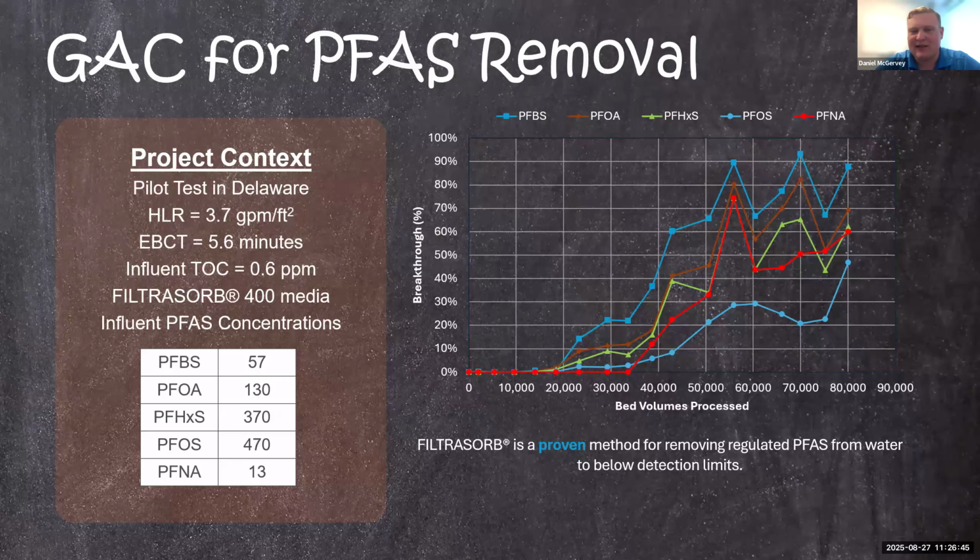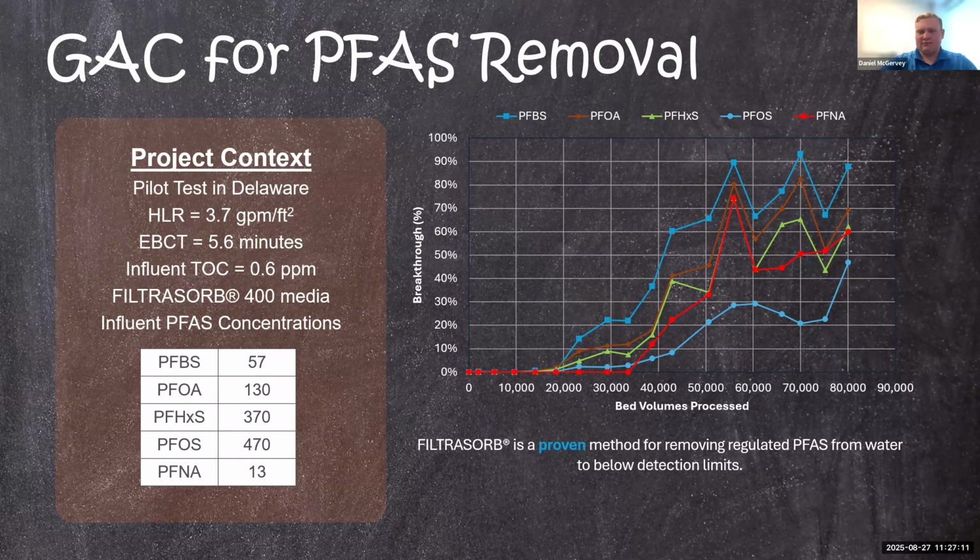So really double that, we'd expect to see some initial breakthrough at a more typical 10-minute contact time system with low TOC. So FilterZorb is really a proven method for removing the regulated PFAS from the water to below detection limits for pretty significant periods of time. And if you have lower concentrations, those run times are going to be even longer than you might see in this pilot study.